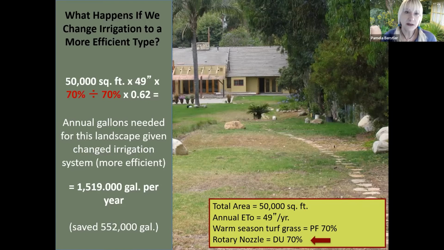And when we convert to gallons, we find that our landscape water requirement has dropped. It's dropped from 2 million plus gallons down to 1,519,000 gallons per year. So we've saved 500,000 gallons of water per year on this landscape just by changing out the spray heads. And that's real water savings. So it's pretty easy to convince somebody to make that quick change, especially if they're about to go through some kind of a renovation, or they're making changes in incremental bits.